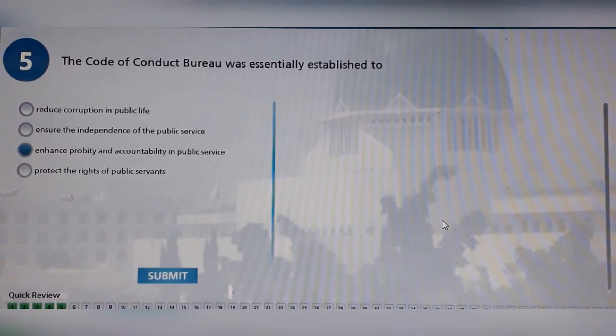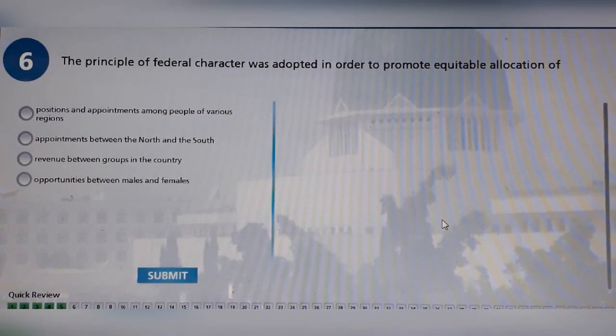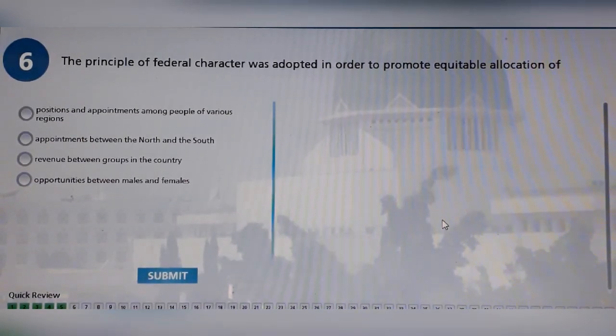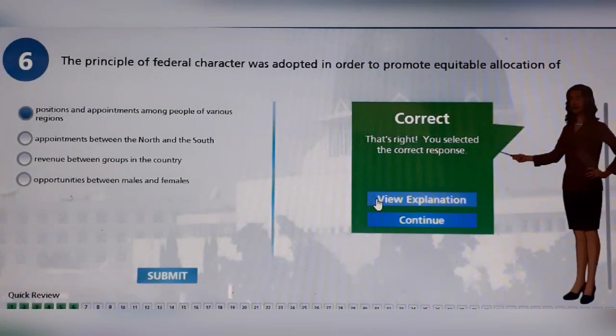Let's move over to number 6. Number 6 says the principle of federal character was adopted in order to promote equitable allocation of A, positions and appointments among people of various regions, B, appointment between the North and the South, C, revenue between groups in the country, and D, opportunities between males and females. Of course, we know the principle of federal character was mainly established for what? For positions and appointments among people of various regions. That was the sole reason the principle of federal character was established.